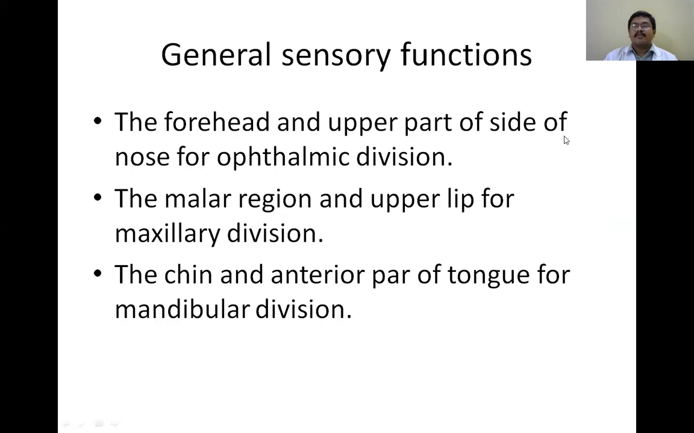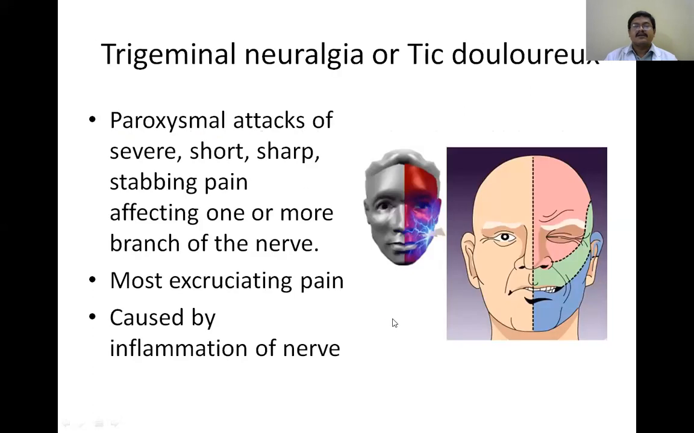The forehead and the upper part of the side of the face are known as the ophthalmic division. The malar region and the upper lip are for the maxillary division. The chin and the anterior part of the tongue are for the mandibular division, for general sensation.